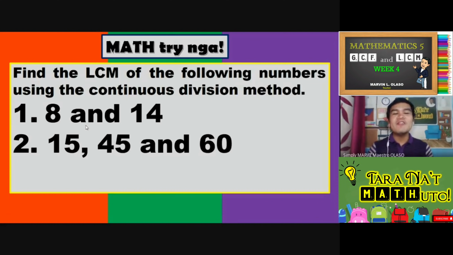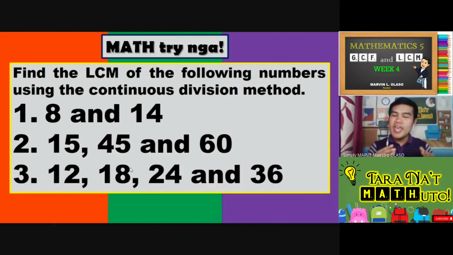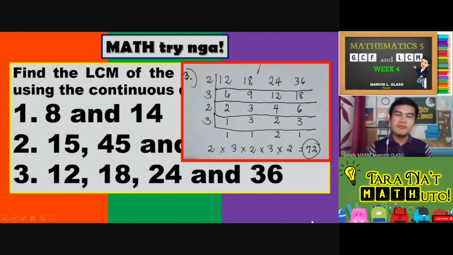Congratulations. And for number 3, we have 12, 18, 24, and 36. Find the LCM using the continuous division. Pause it now. Alright. Ibig sabihin, kung tapos ka na, piniplay mo na ito. So, let's compare. If you have another solution, this is my solution. So, the answer now for this one, the LCM of 12, 18, 24, and 36 is 72. Did you get the same answer?